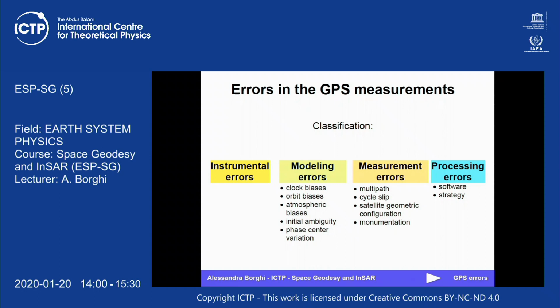Okay, we are going to see error in the GPS measurement. I propose to use a classification. Sorry, the color is not good. We have different color, but I don't know why.